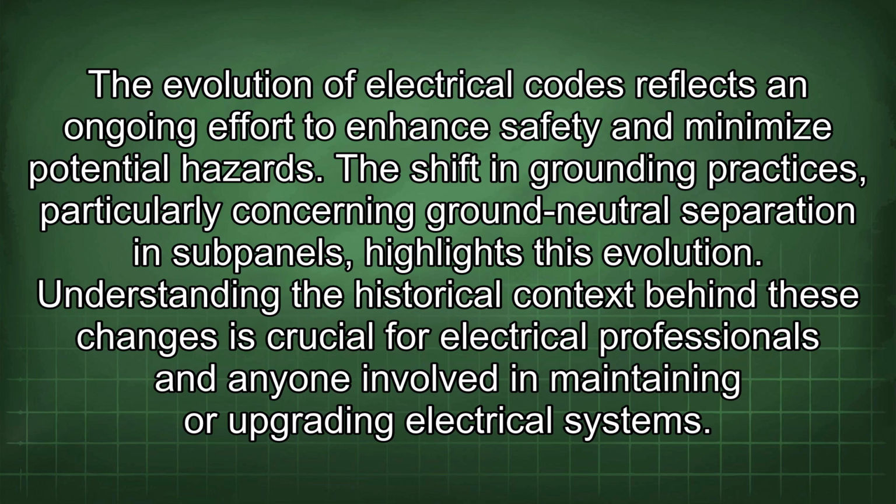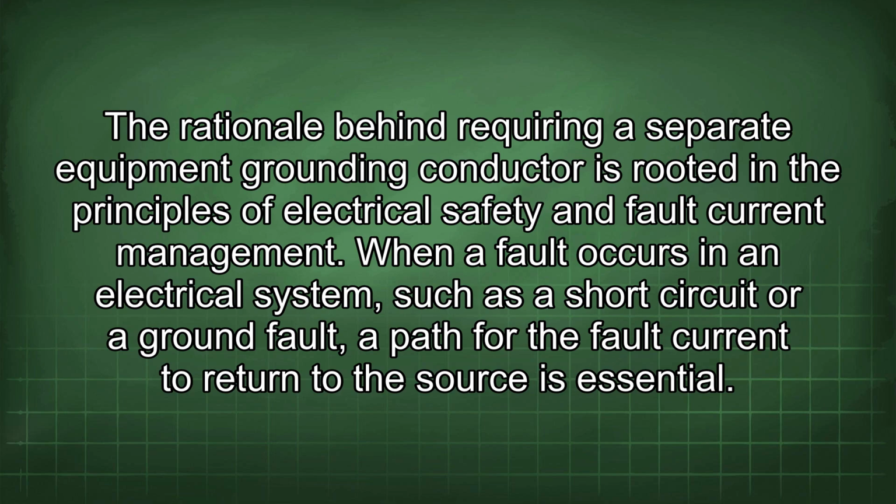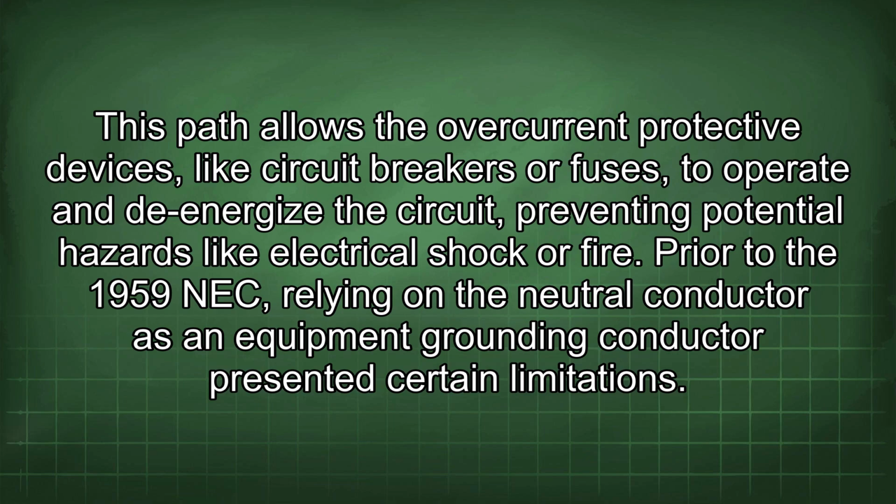Understanding the historical context behind these changes is crucial for electrical professionals and anyone involved in maintaining or upgrading electrical systems. The rationale behind requiring a separate equipment grounding conductor is rooted in the principles of electrical safety and fault current management. When a fault occurs in an electrical system, such as a short circuit or a ground fault, a path for the fault current to return to the source is essential. This path allows the overcurrent protective devices, like circuit breakers or fuses, to operate and de-energize the circuit, preventing potential hazards like electrical shock or fire.